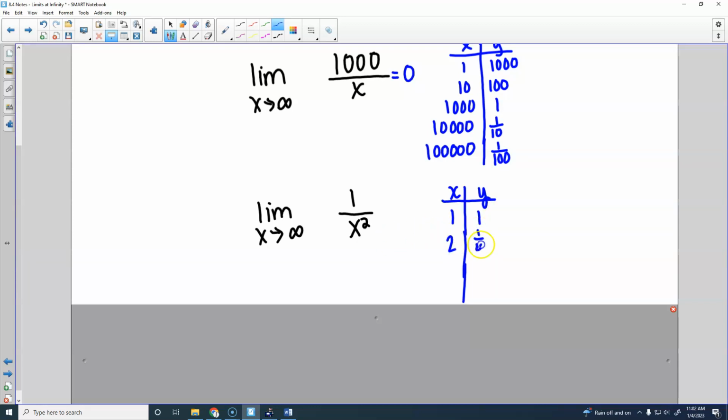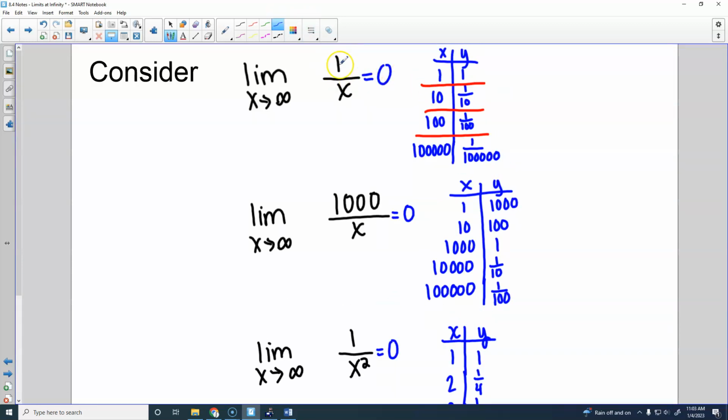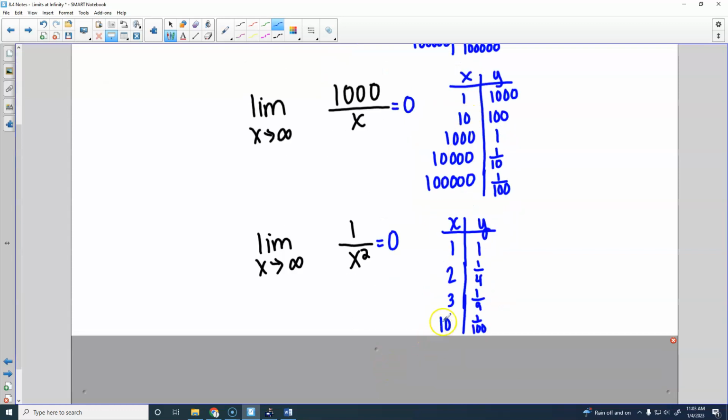So this would be 1/4, right? 3 would be 1 over 9. If we skip to 10, we'd have 1 over 100. What happens here? Not enough pizza, 0. And it goes to 0 even faster, right? Because up here when we were doing 1 over x, at 10, we had 1/10. Here at 10, we got 1 over 100. So it's going to 0 even faster than it was before.